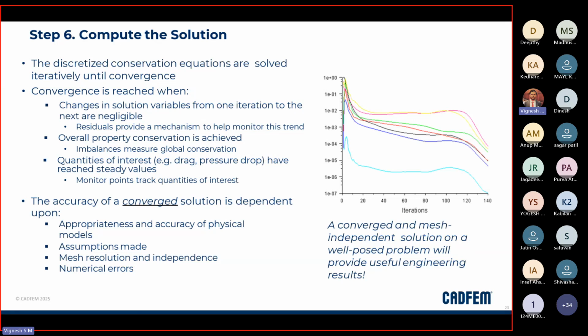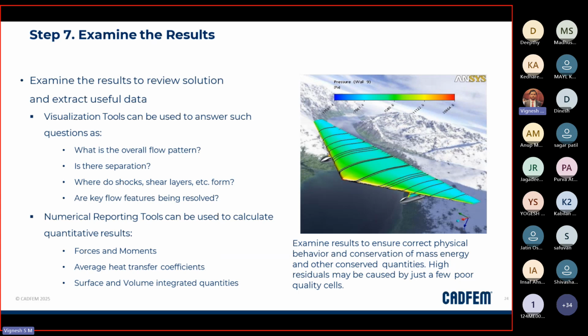Once the solution is converged, next we need to examine our results. Maybe we can look at contour visualization to understand the separation, the shock, the shear layer, the boundary layer, the flow separation, vorticity, and much more. And also you can look at quantitative numerical results like force and moment on the drone, and any surface and volume integrals of the quantities you're looking for.